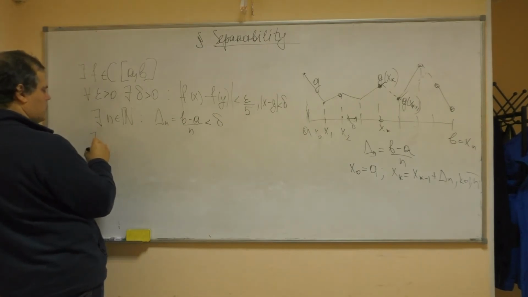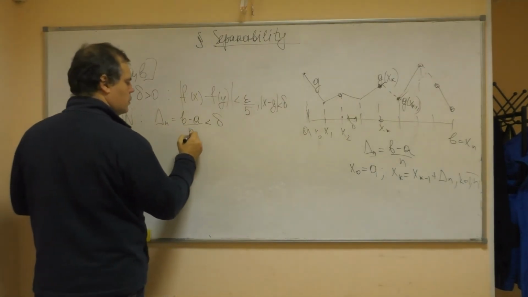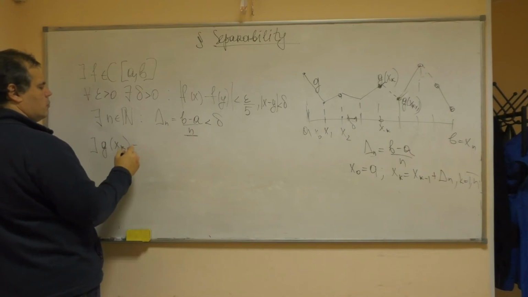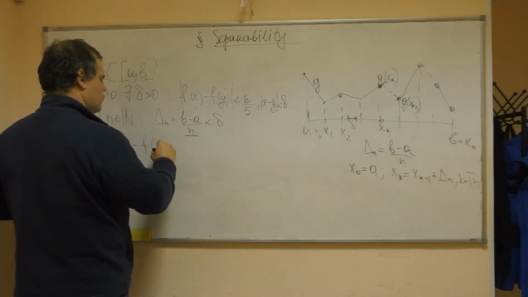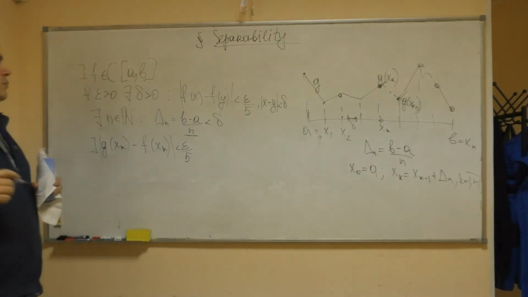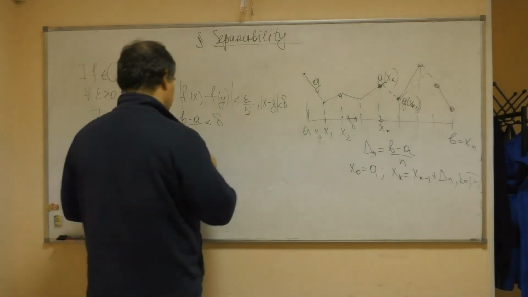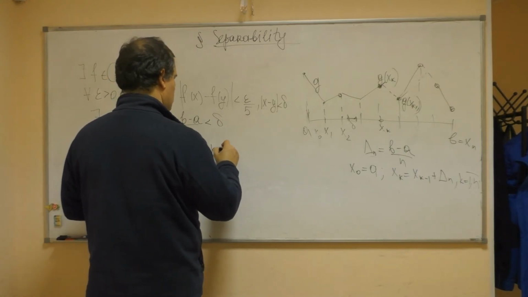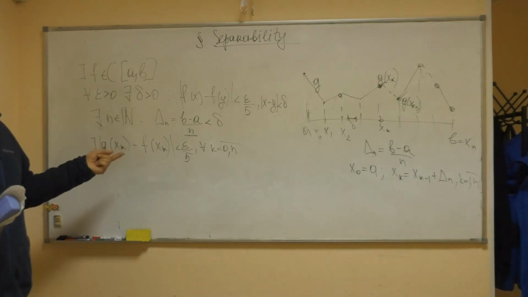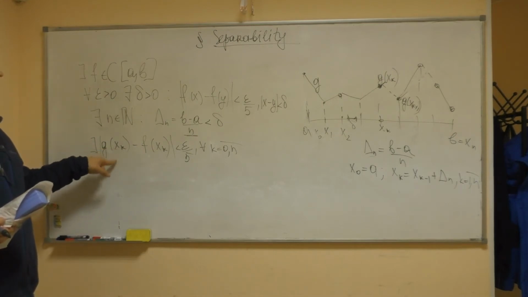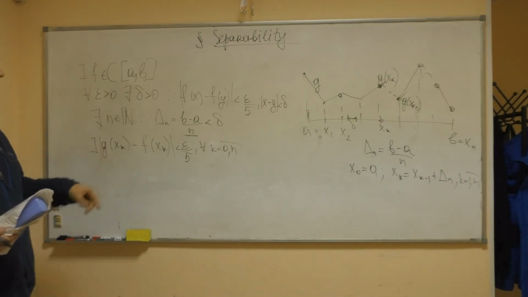And we take this n and fix it, and let us define g at x_k in order to make it sufficiently close to f at x_k, and precisely make it closer than 1/5 of epsilon for each k from 0 to n. We can do it because each real number can be approximated with any accuracy by a rational number.